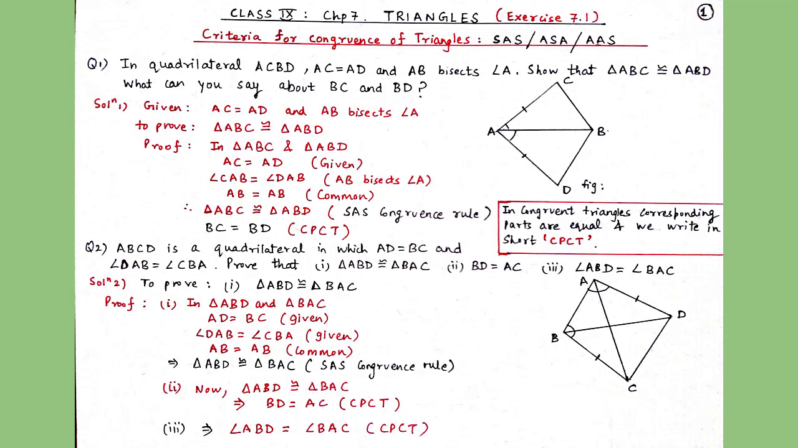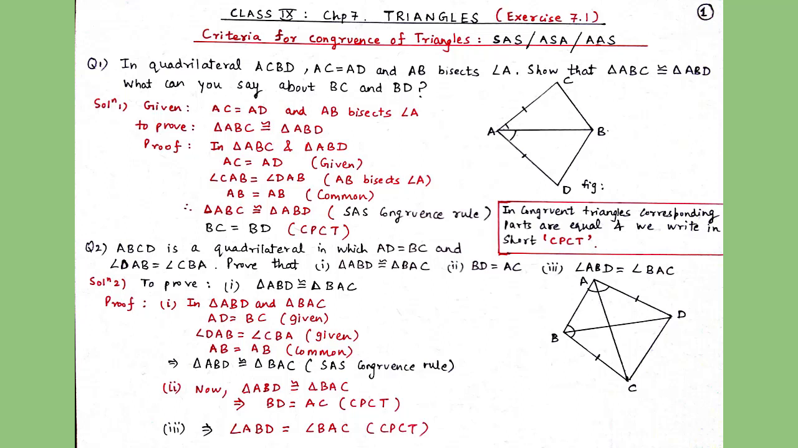Students, before the vacation, we started chapter 7 of our class 9 mathematics, in which I told you about the basic concept of triangles. We discussed the basic difference between congruency and similarity, and also three criteria for congruency of triangles, which are side angle side, angle side angle, and angle angle side. So based on this, today in this video, we'll do some more questions which are based on exercise 7.1.